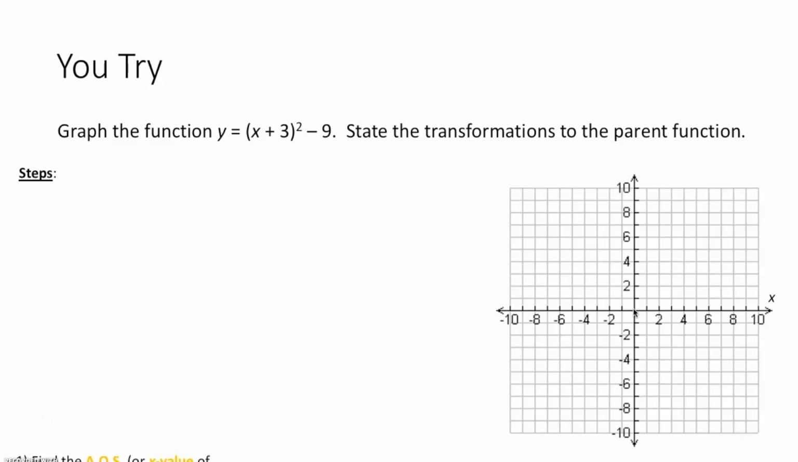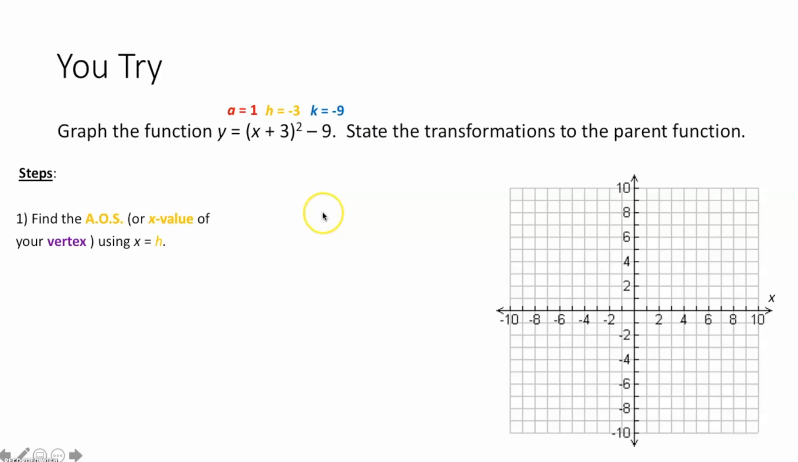Okay, doing the same thing. So step 1, we need to find the axis of symmetry using x equals h. So let's figure out what's our a, what's our h, and what's our k. So our a value is 1 because there's nothing out here. Our h value is going to be opposite of what you see in here, so it's going to be -3. And our k value is going to be what's added or subtracted at the end. That's -9. Sweet. So our axis of symmetry is just x equals h, that's x equals -3.